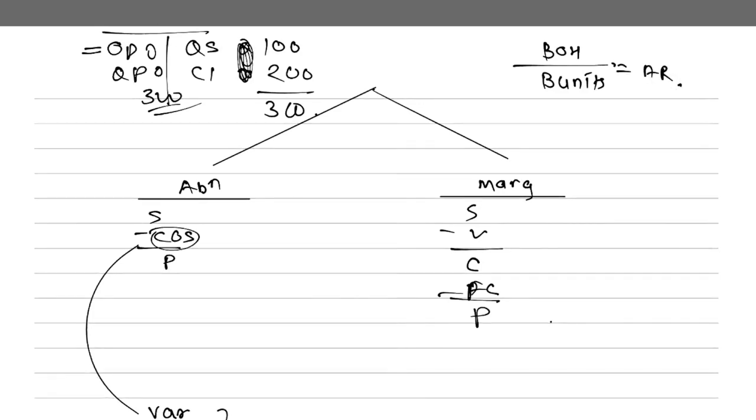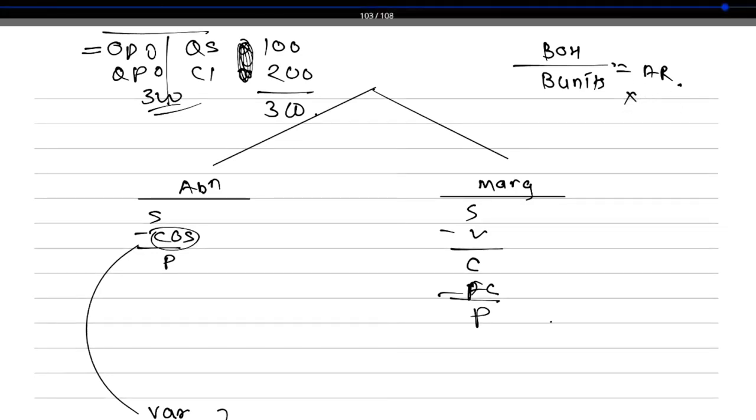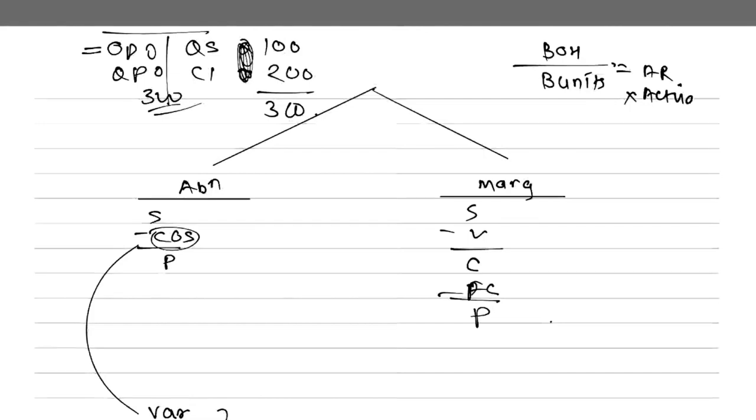Then this absorption rate is multiplied by what? This absorption rate is multiplied by actual units. Actually, you have produced how many units? Please understand one more thing. The data will be given in the question for 1 year, and they will say one quarter is ended. So you need to make everything only for one quarter, because one quarter is ended.